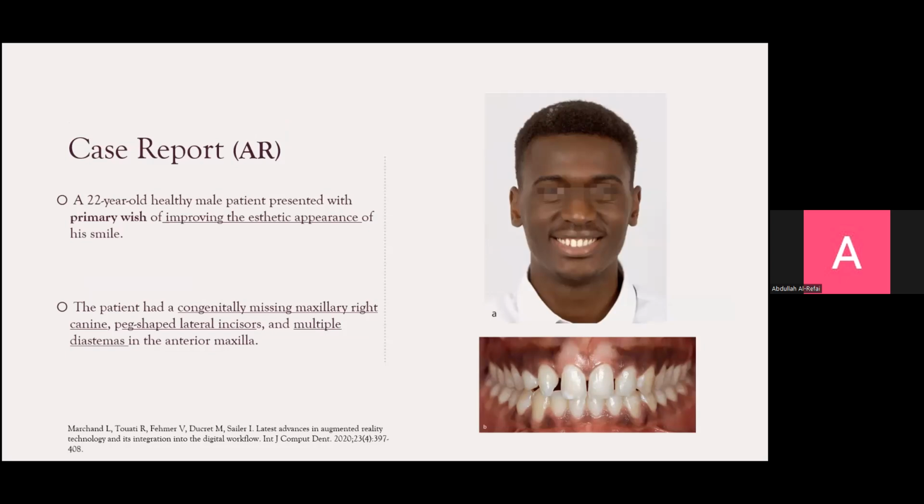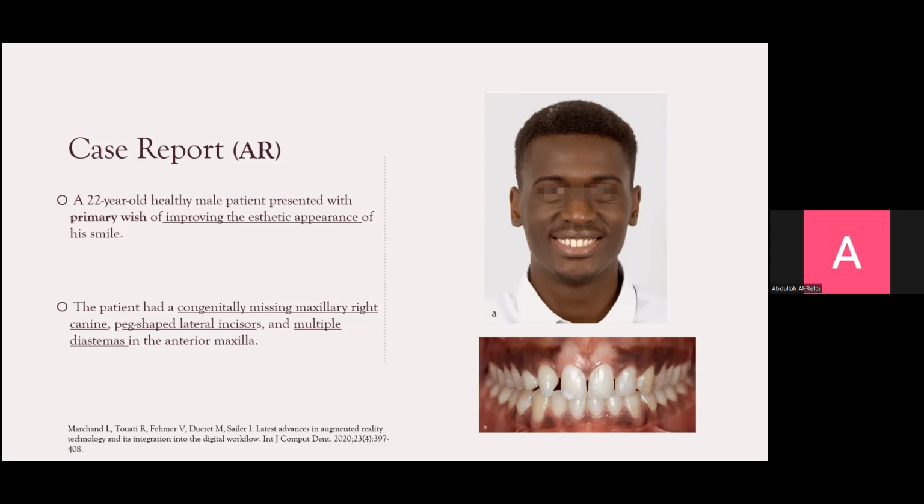Now, case report. A 22-year-old patient presented with a primary wish of improving the aesthetic appearance of his smile. The patient has a congenitally missing maxillary permanent right canine. However, the primary right canine is still present with a good root condition, as we see here in the photograph. Also, the patient has a peg-shaped lateral incisor and multiple diastemas in the anterior maxilla.